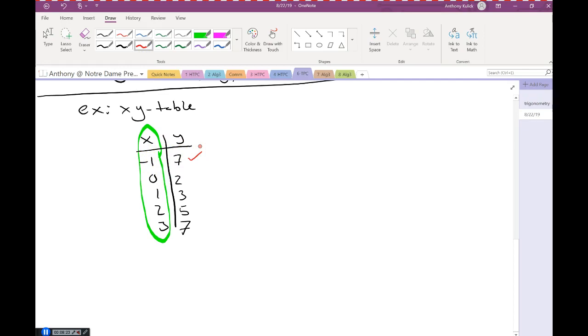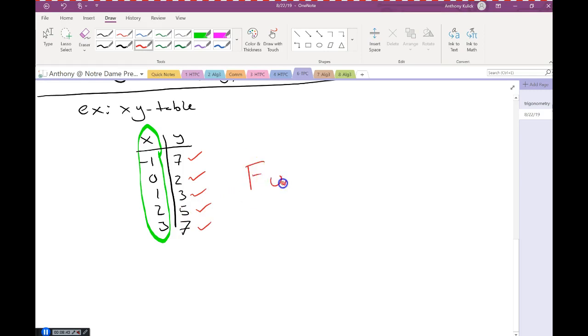-1 doesn't pair with anything else. If I look at 0, that pairs with just 2. 0 doesn't pair with anything else. If I look at +1, that pairs with just 3. That's good. 2 pairs with just 5. And 3 pairs with just 7.